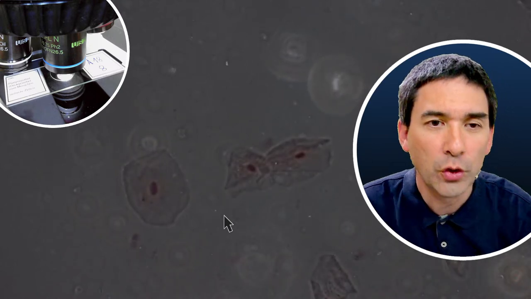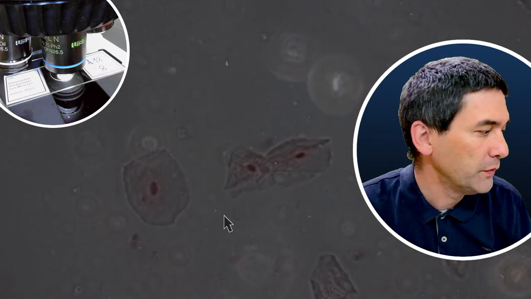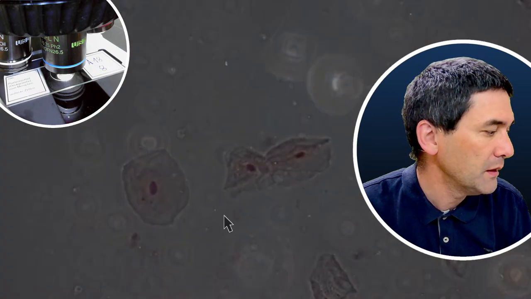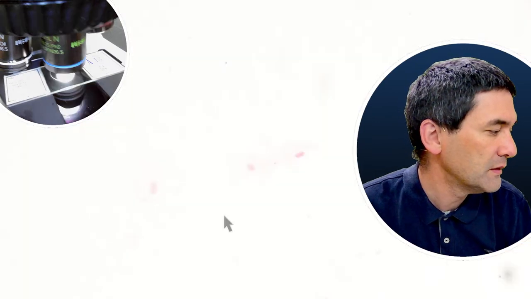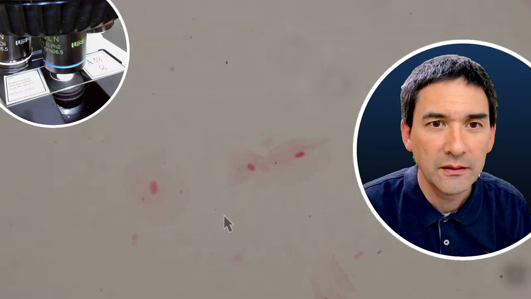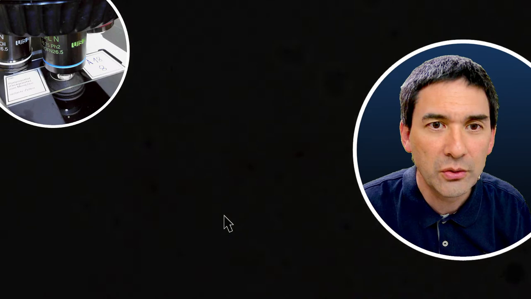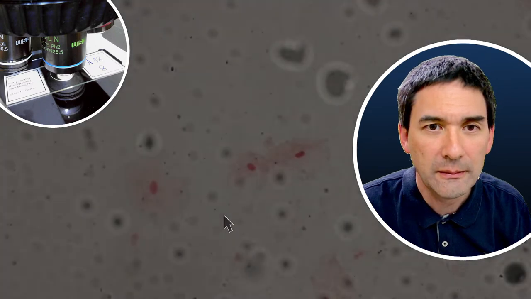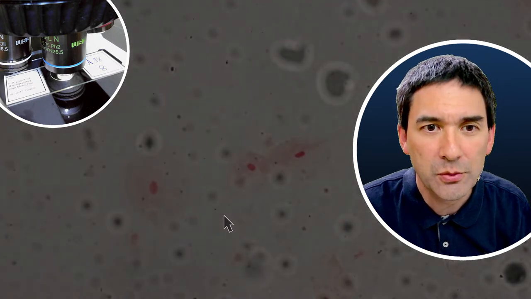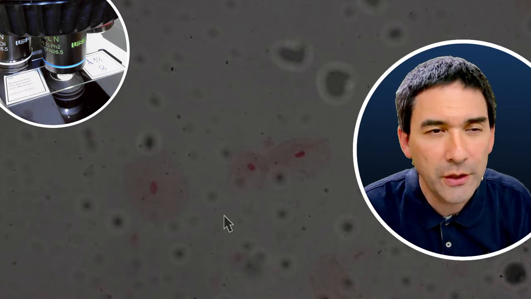And I'm going to switch over again to bright field. So for this reason, I'm going to remove the annulus. And this is how it looks in bright field. I'm going to close the condenser again all the way. And you can see that much of the dirt becomes more visible. Yeah, so very bad contrast.